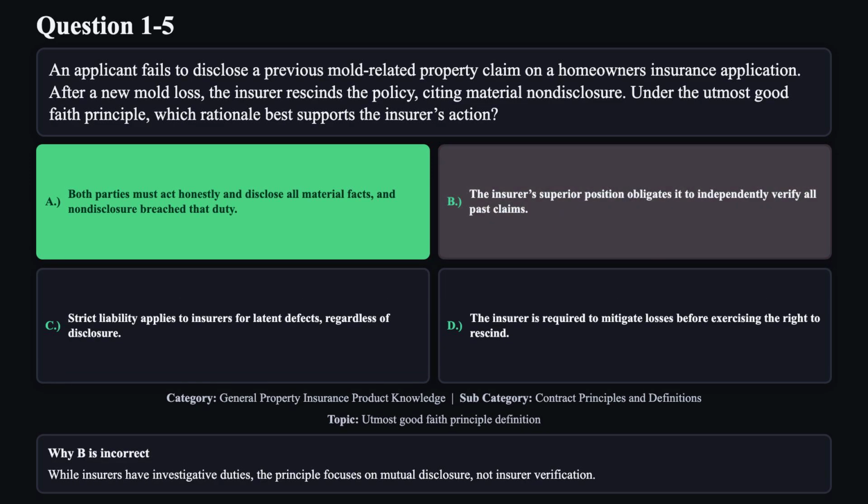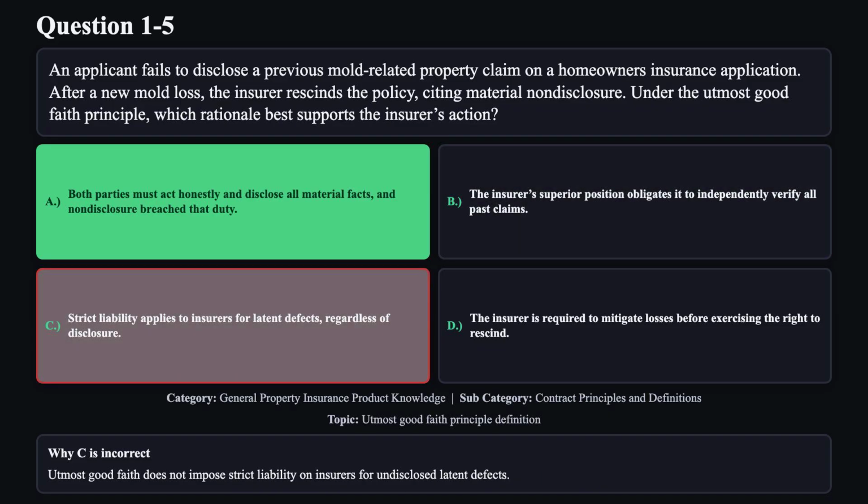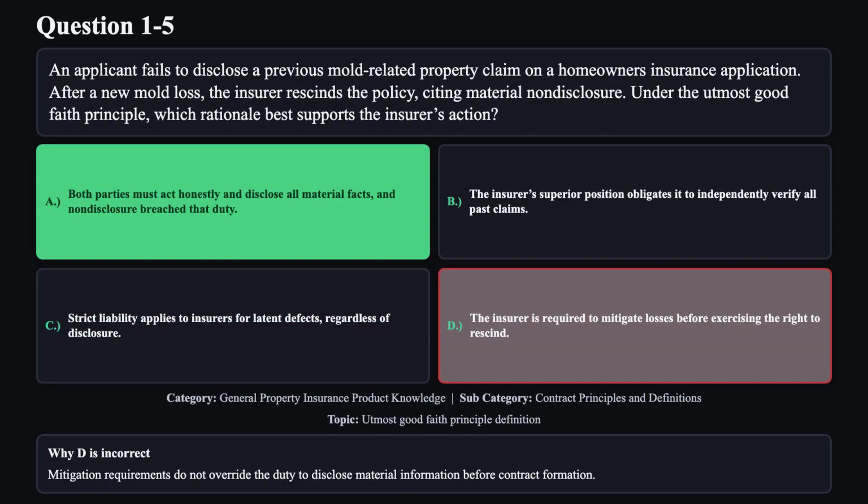Reason B is not correct. While insurers have investigative duties, the principle focuses on mutual disclosure, not insurer verification. Reason C is not correct. Utmost good faith does not impose strict liability on insurers for undisclosed latent defects. Reason D is not correct. Mitigation requirements do not override the duty to disclose material information before contract formation.